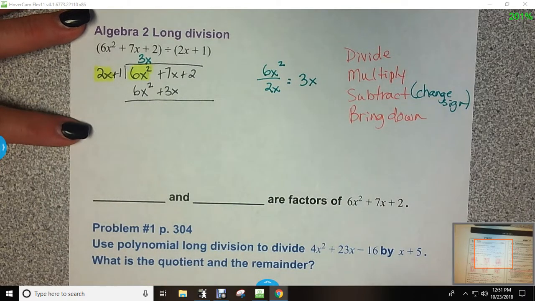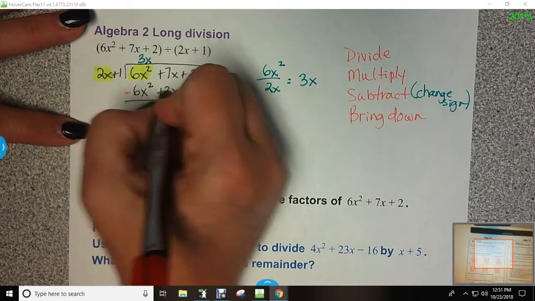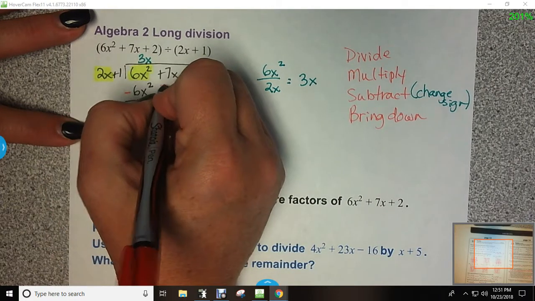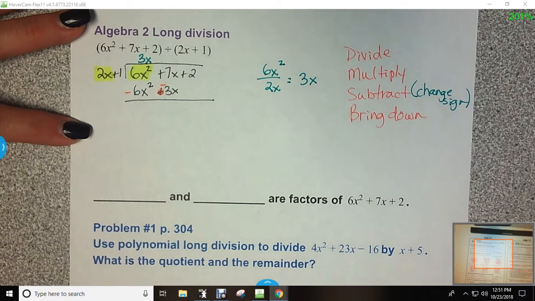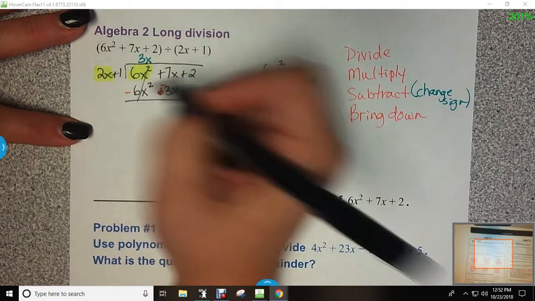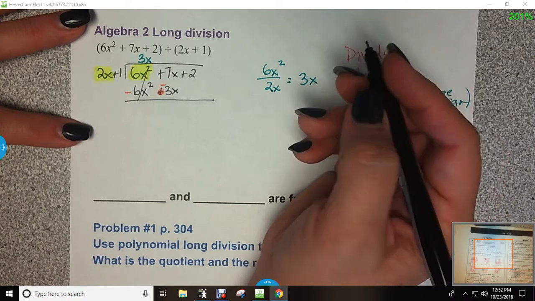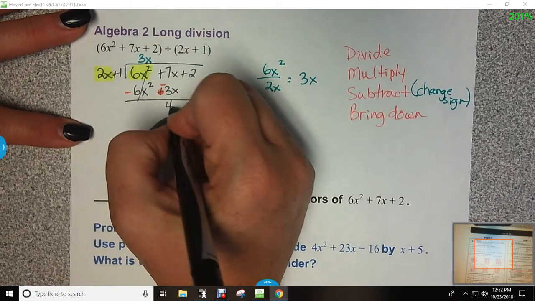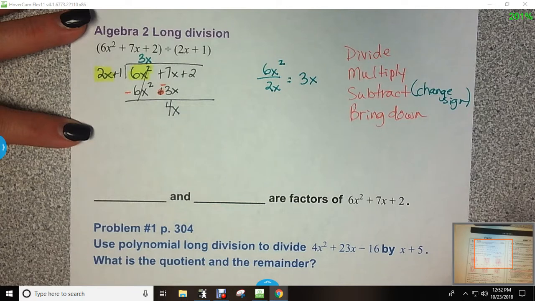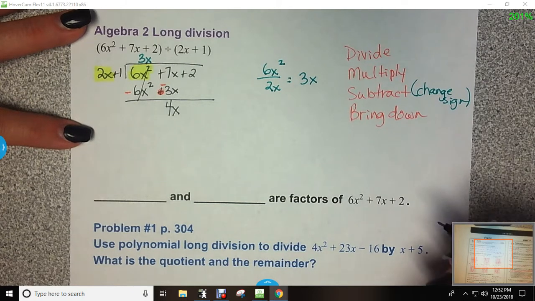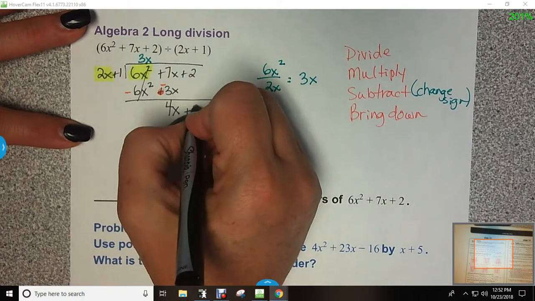Now it's time to subtract. In order to subtract, I have to change both of those signs. When I do that, my 6x squareds cancel, and I now have 7x minus 3x is 4x. Now it's time for the last step, which is bring down the positive 2.